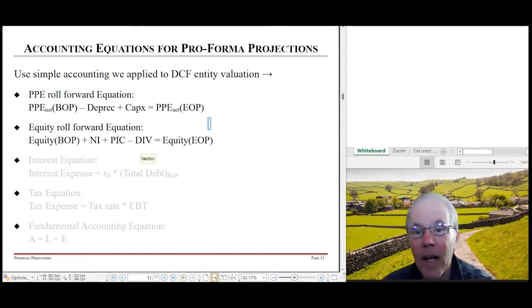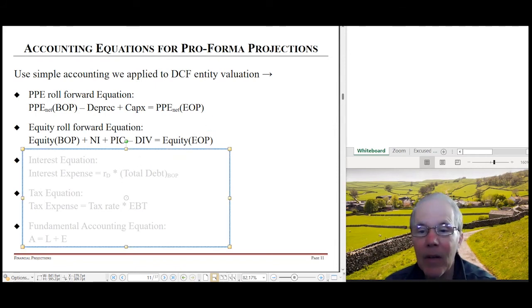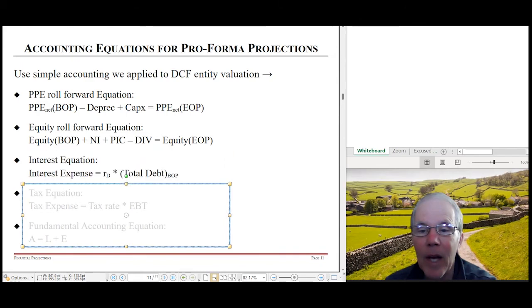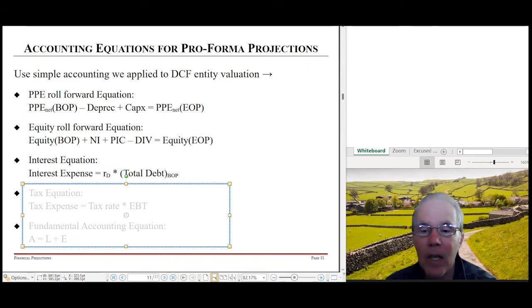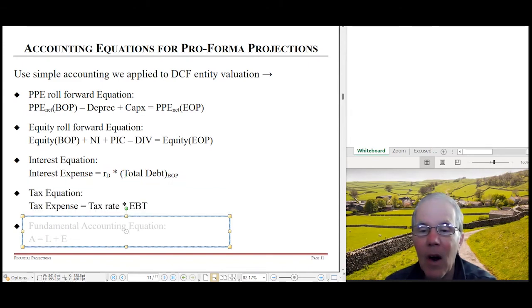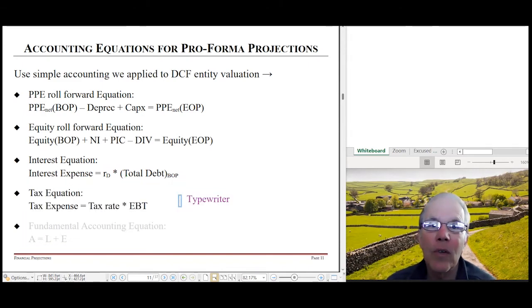Dividends are always a subtraction to equity, equal equity end of period. And then we have a few more here. We have our interest equation. Interest expense is always equal to the pre-tax interest rate times our total debt at beginning of period. And our tax expense is equal to our tax rate times our earnings before tax. These are all equations that we've used before.